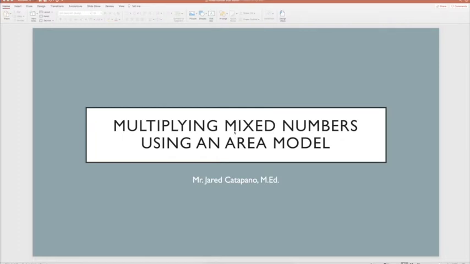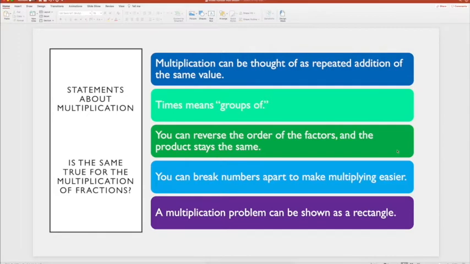The first thing I want to talk about is rules about multiplication, right? We know that multiplication can be thought of as repeated addition of the same value. So for example, we know that 3 times 3 is the same as 3 plus 3 plus 3, right? We know that times means groups of, so 3 times 3 means 3 groups of 3. We know that we can reverse the order of these factors and the product stays the same. So if I had a problem like 2 times 4, the product would be the same even if I changed those factors around. 4 times 2.